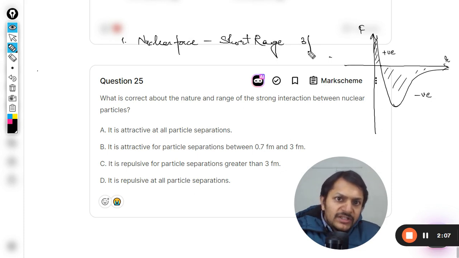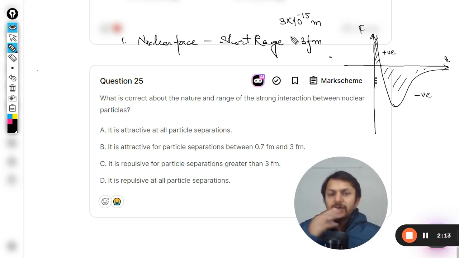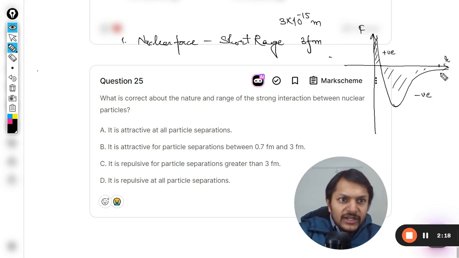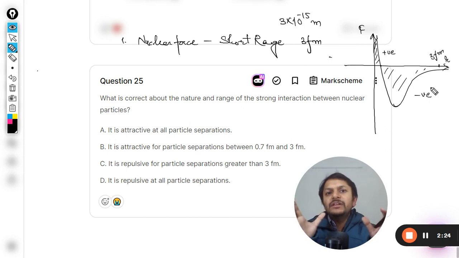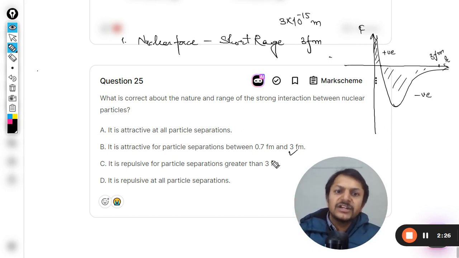Beyond 3 fermi meter, 3 fermi means 3 into 10 raised to power negative 15 meters, it ceases to exist. At this point, you can clearly see that it is becoming an asymptote, nearly zero. So at 3 fermi meter, it becomes zero. So obviously your range is up to 3 fermi meter.